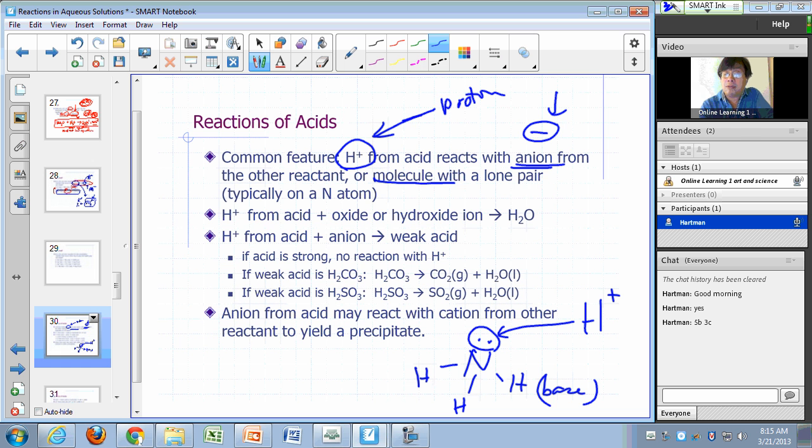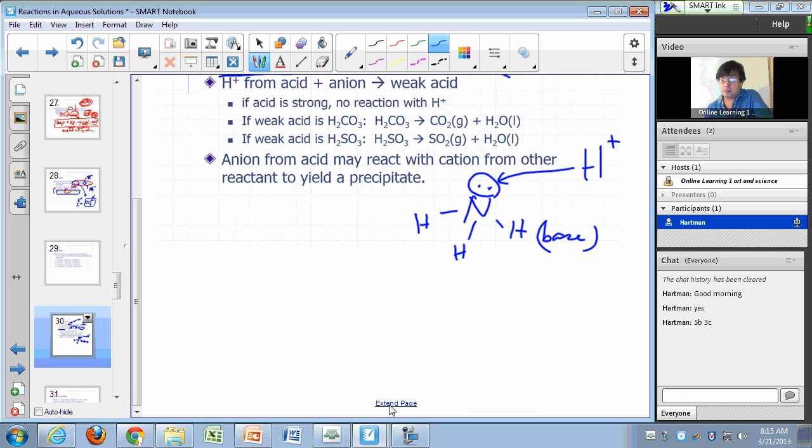So H plus from the acid, if it happens to find a hydroxide ion or an oxide ion, what does it do? Oops, oxide is O negative 2. It can give you water. Why is that? If you have H plus and it finds a hydroxide, then it will give you HOH, which is just H2O.